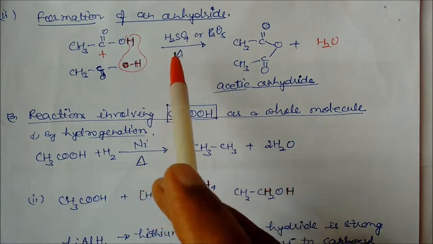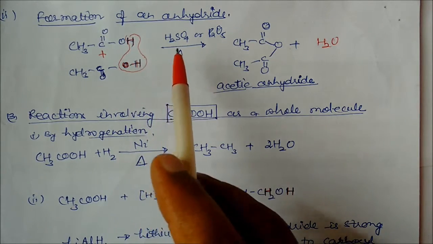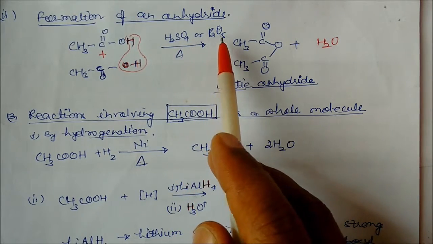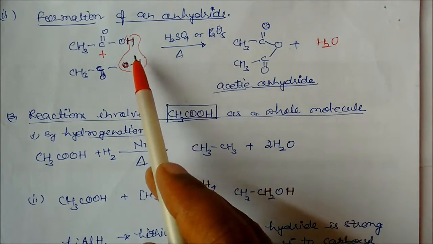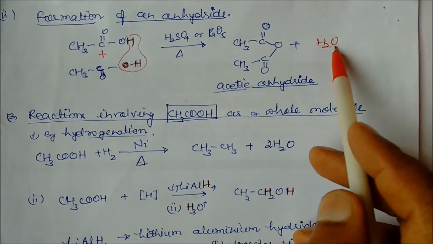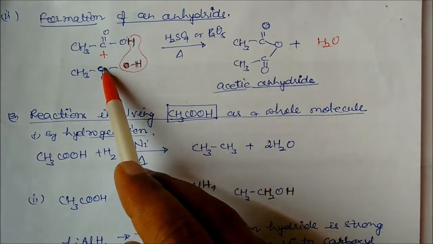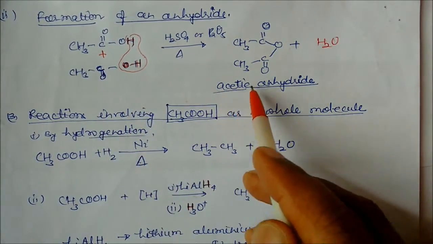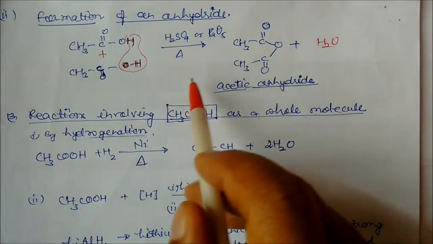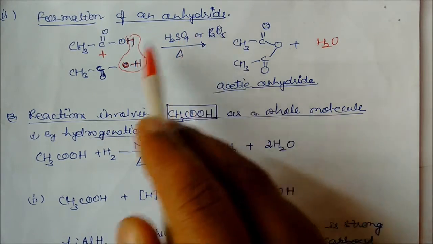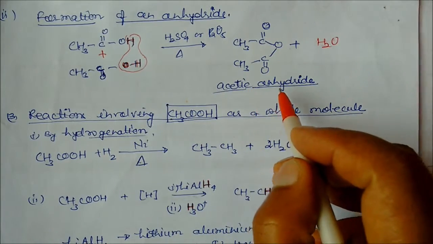If this reaction takes place in the presence of concentrated H2SO4 or phosphorus pentaoxide, and if you heat it, this water will be released, and this oxygen combines with this carbon. So we will get acidic anhydride. Here again, anhydride means loss of water. So these two acids combine to become an anhydride.